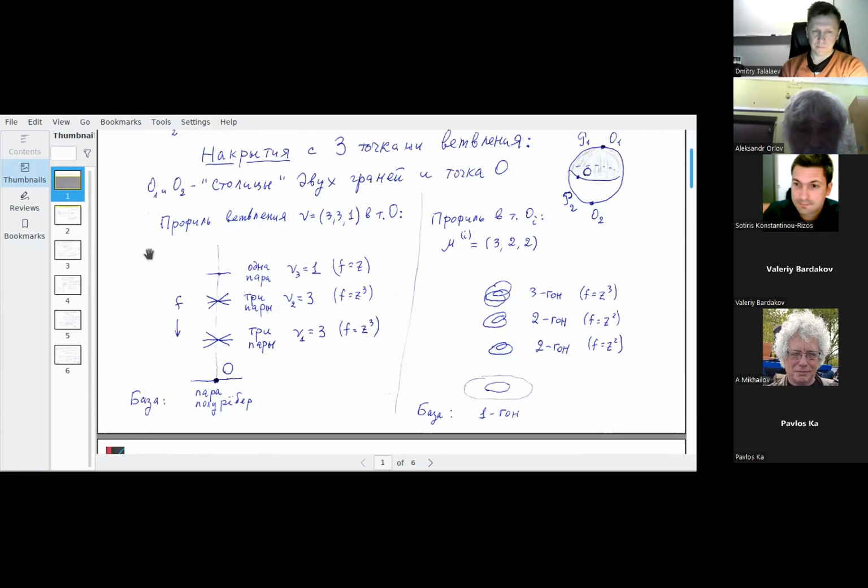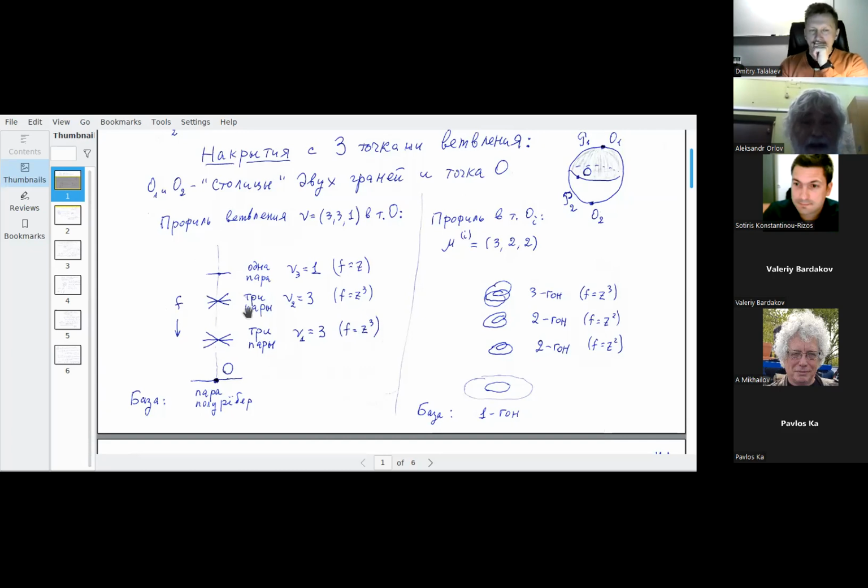So how does it look? Consider for instance the pre-images of our vertex O. Here we have 2 half edges which go out of our vertex. This is an example of a pre-image. Here we have 1 pair, here 3 pairs. It means that locally our map is z cubed.